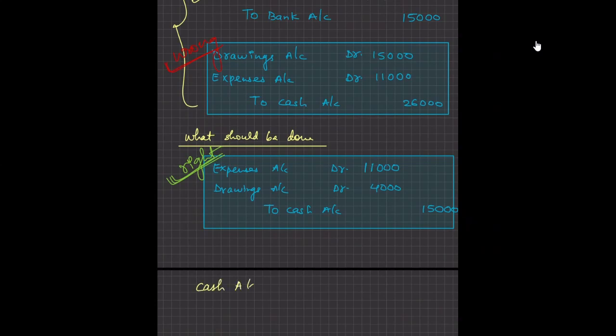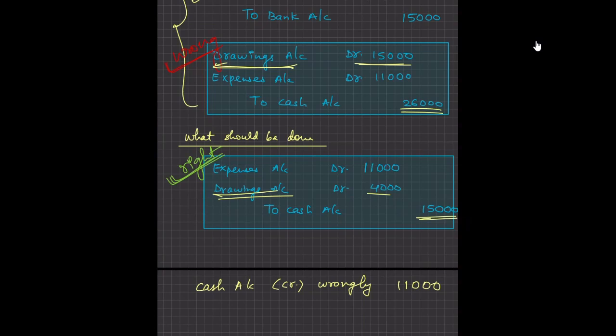Cash account is wrongly credited by 26,000, but it should only be credited by 15,000. So it was wrongly credited by 11,000. That is the first aspect of this. The second aspect, the drawings account is actually debited by 15,000, but it should be only debited by 4,000. Okay.